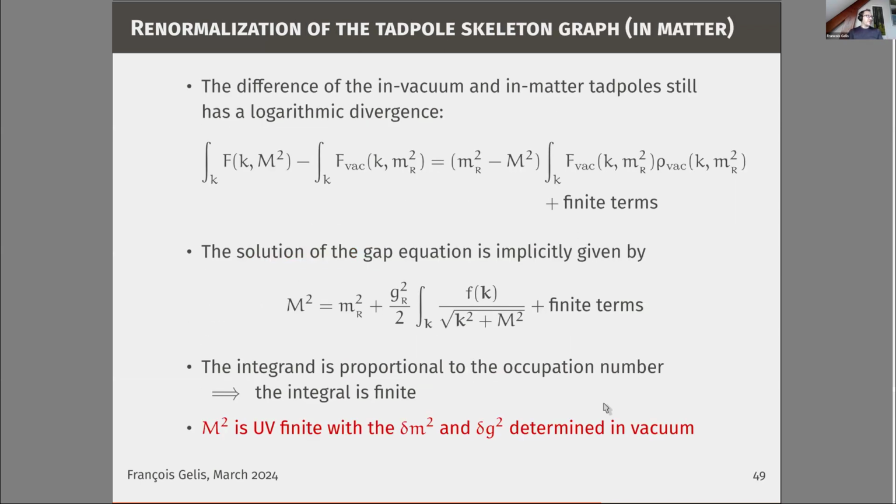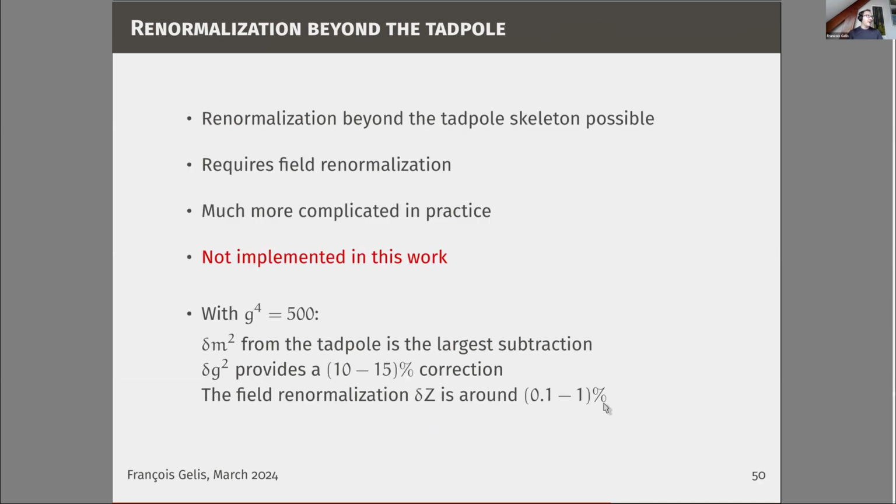What I discussed here is the simplest, which is the renormalization of the two PI equations when you include only the tadpole. It's known that it's possible to do it beyond the tadpole approximation, but now it requires also a counter term delta Z for the field renormalization. It's a lot more complicated to implement in practice, and we've not implemented that in this work. So we stopped the renormalization at what I told you earlier, which is remove totally the UV divergences coming from the tadpole. But we have estimates for what's missing.